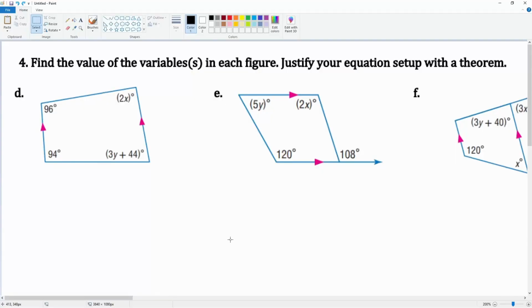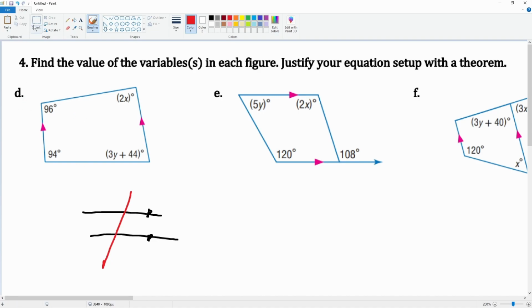Number 4, you're going to find the value of the variables in each figure. Justify your equation with a theorem here. All right, so normally notice that all our properties of parallel lines always look like this, right? Here's your parallel line, and it's cut by this transversal. Then we know the angle relationship, okay?